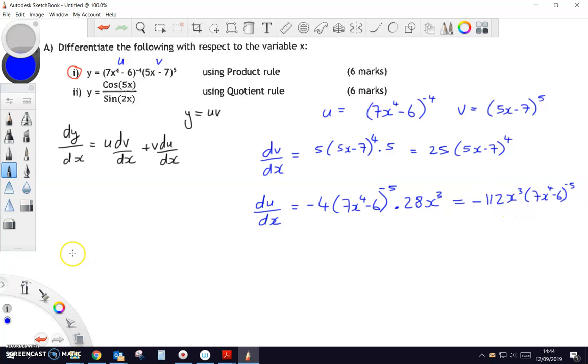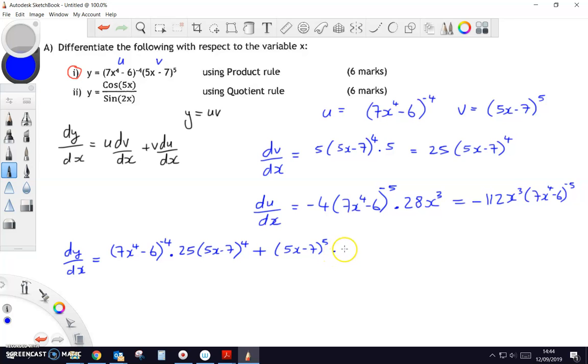So our answer then, dy/dx equals u. What's u? Well, u is that structure up there, 7x to the power of 4 minus 6 all to the power of minus 4, multiplied by dv/dx, which is 25 times 5x minus 7 all to the power of 4. So that's u times dv/dx plus v. What's v? v is 5x minus 7 all to the power of 5.